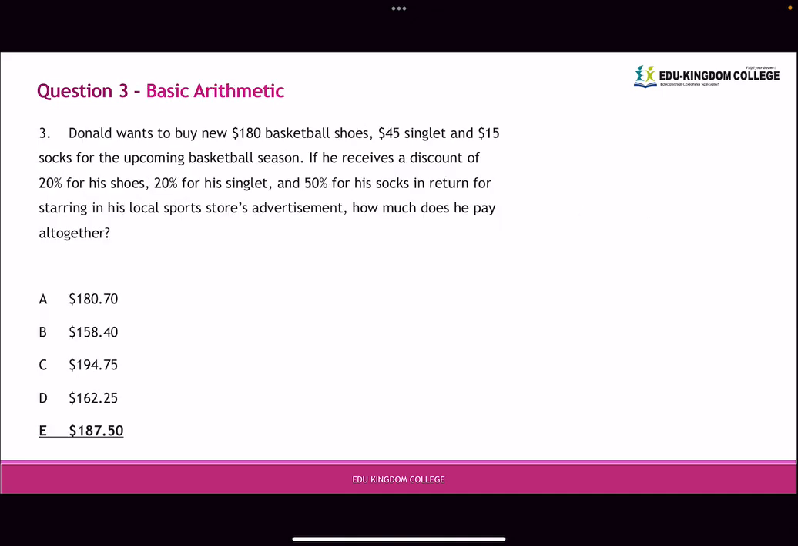So, Donald wants to buy new $180 basketball shoes. So, shoes is $180. Singlet is $45. And socks are $15. Now, if he receives a discount of 20% for the shoes, 20% here is $36. So, after the discount, they're going to be worth $144.